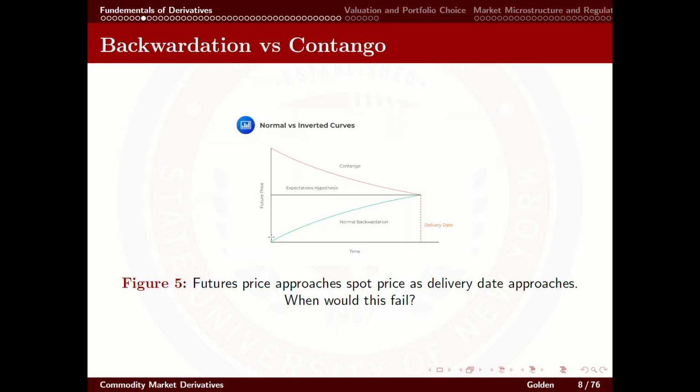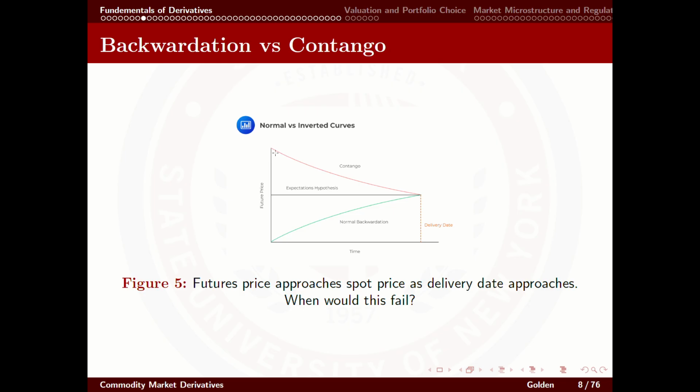So here's contango and backwardation. Futures prices approach spot prices as delivery date approaches. This can fail when there's a shortage in the market and suddenly a bunch of people are having to sell off or buy to cover contracts because they're worried about exposure. This is like a short squeeze sometimes.